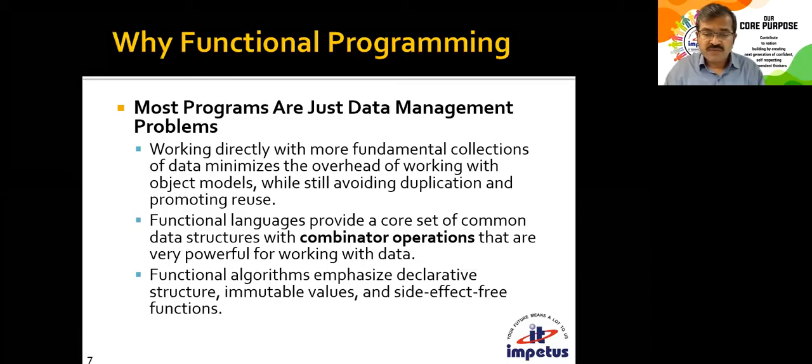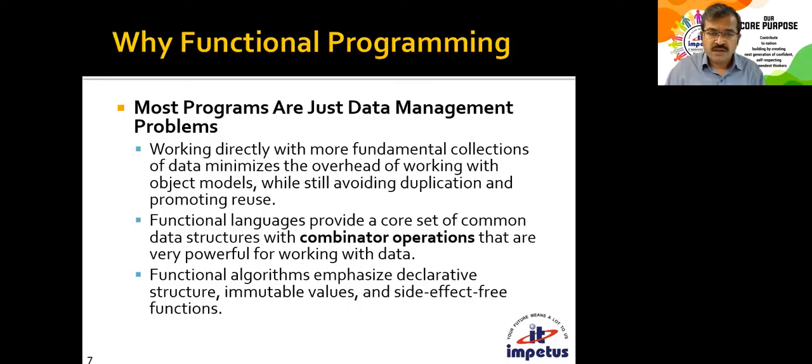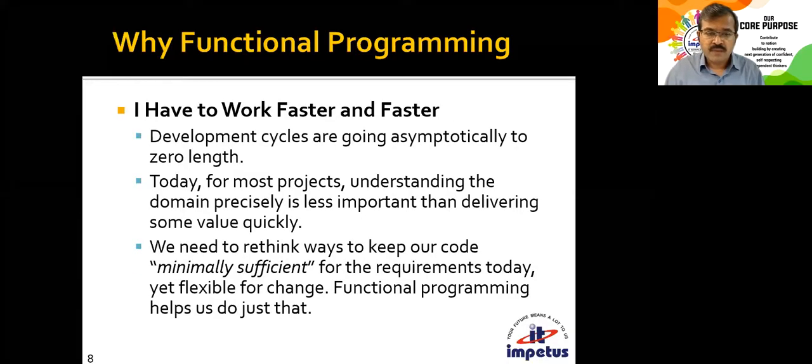Functional programming emphasizes declarative structure, immutable values, and side-effect-free functions. Three things. Declarative structures, that means we will avoid specifying how to do it; we'll rather specify what is to be done. Immutable values, that means we'll avoid transforming the data. And side-effect free, that means you're not going to print something or anything like that. No transformation in the environment where that particular function is running. So these are some fundamental features of functional programming.